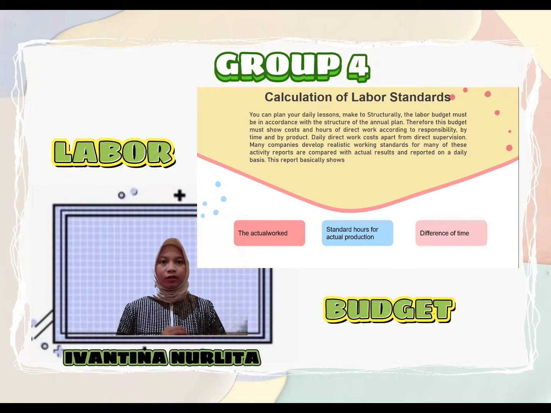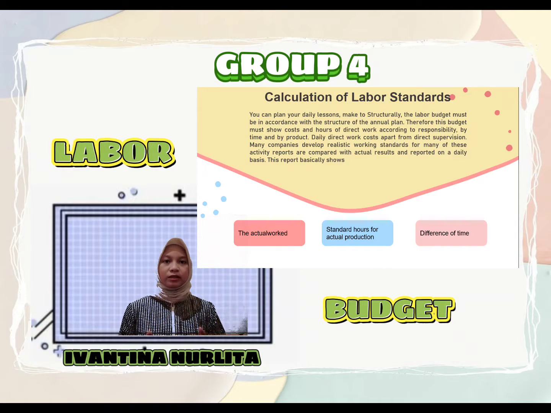You can plan your daily lessons structurally. The labor budget must be in accordance with the structure of the annual plan. Therefore, this budget must show cost and hour of direct work according to responsibility, by time and by product, daily direct work costs apart from direct supervision.